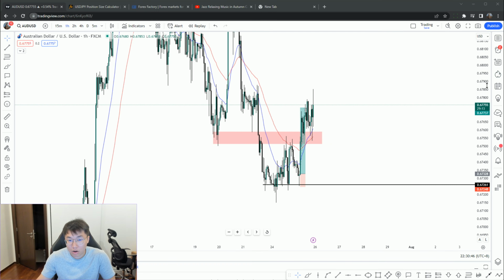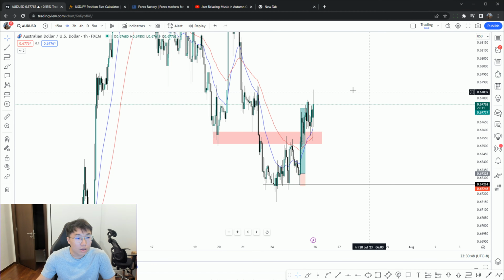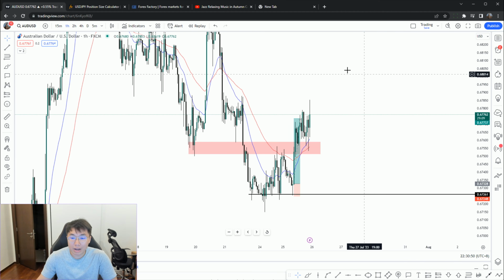So let's go into the chart and let's have a look at Aussie dollar, which is my first setup. So all these setups are taken separately. I don't take them all at once, all taken separately.